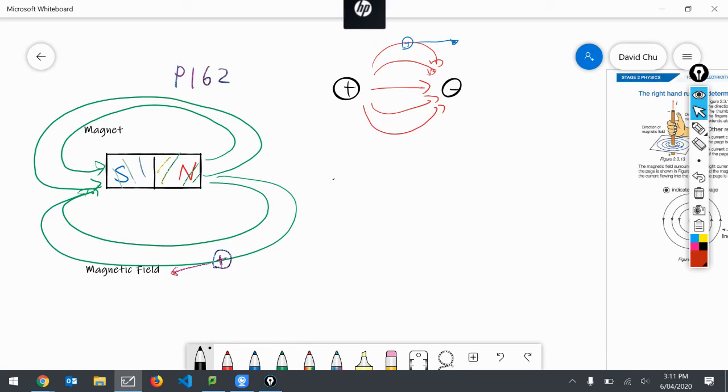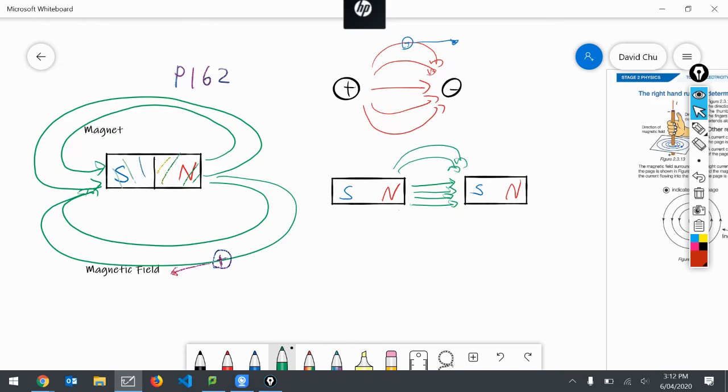Now, what happens if you have multiple magnets? Say you have one here that is north, let's make this one south, this one south, and this one north. The field line is always going to go from north to south, and there's nothing stopping it from going from one magnet to another. When you have this situation, it's almost like parallel plates in an electrical field.